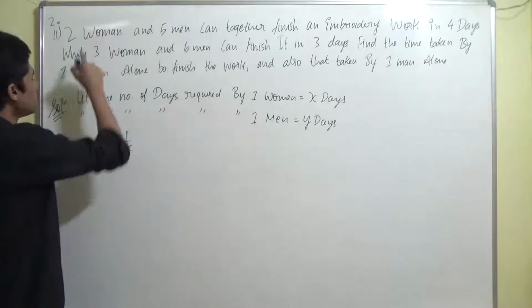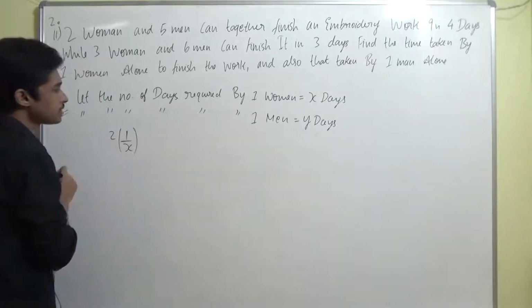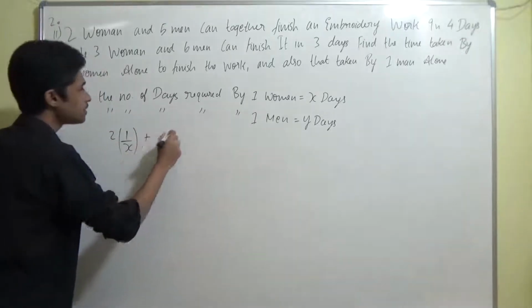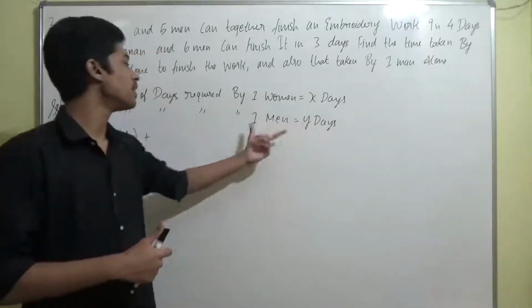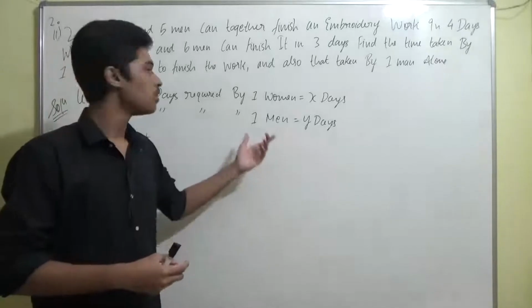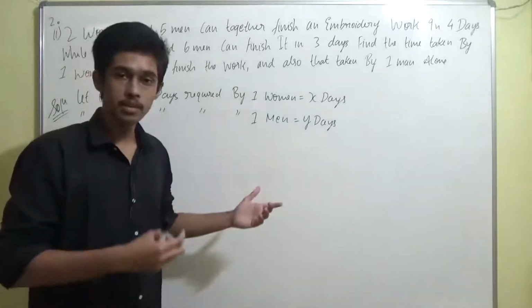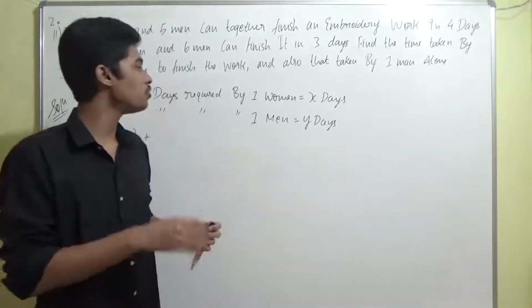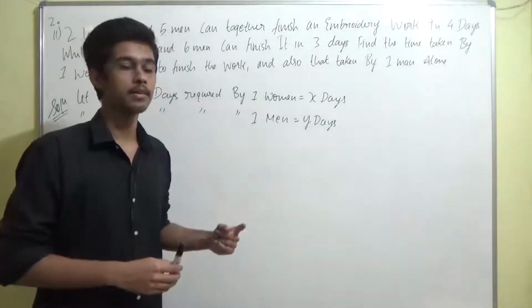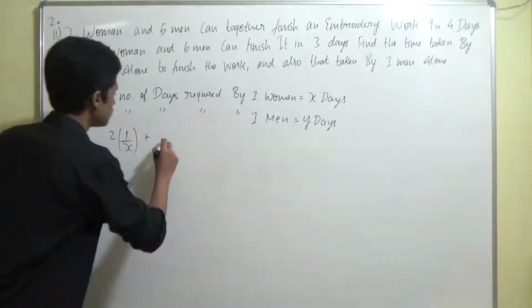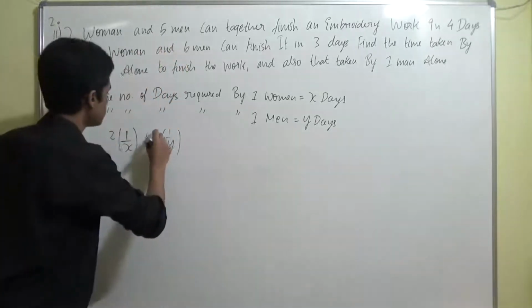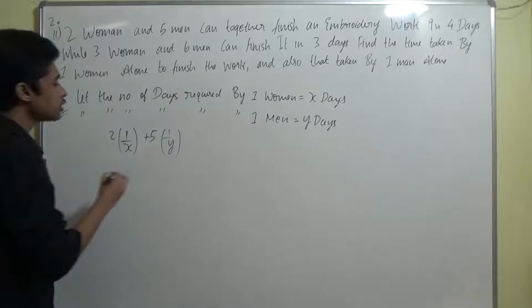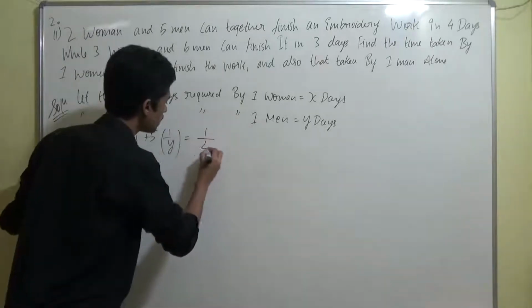How many women are there? 2 women. 2 into 1 by x. Getting it? Plus, same for men. When y days is taken by 1 man to complete the work, how much work would 1 man have done in 1 day? That would be 1 by y. Getting it? But how many men are there? 5. This we are talking for 1 day, right? Which means equal to 1 by 4.